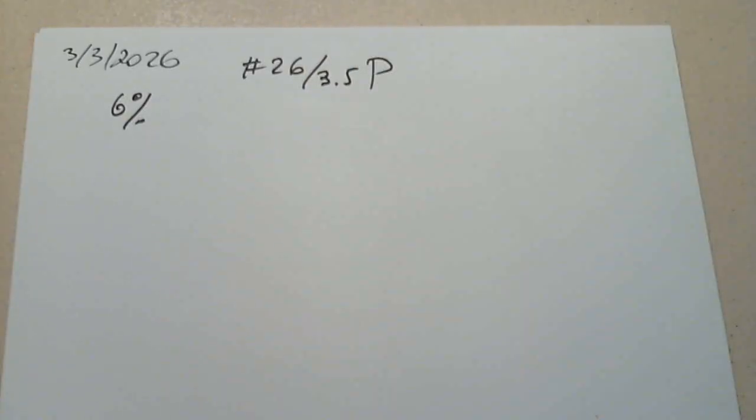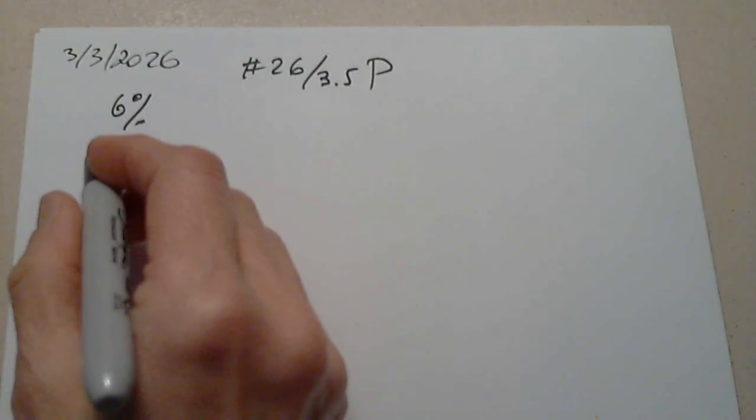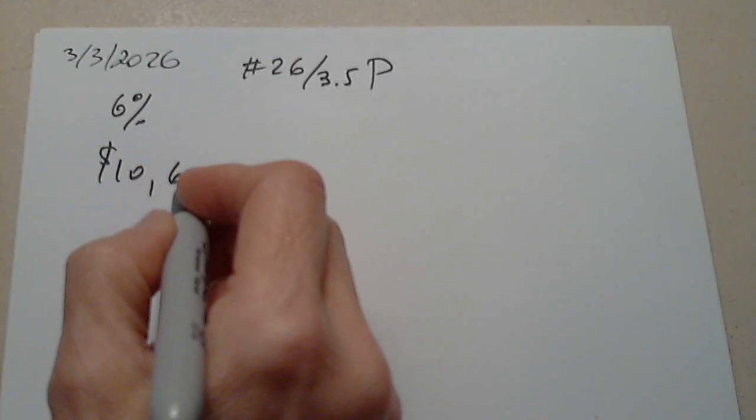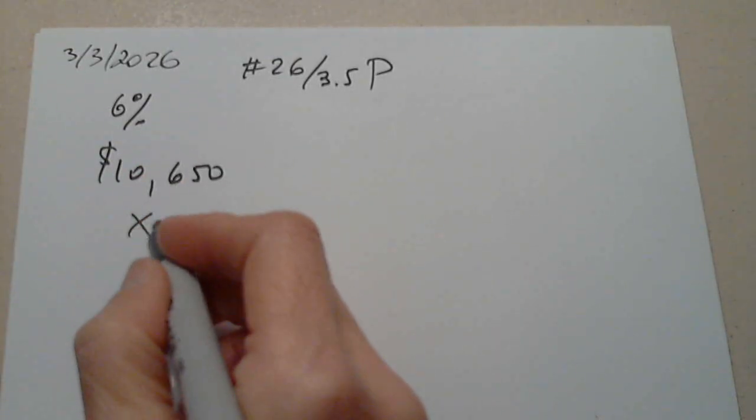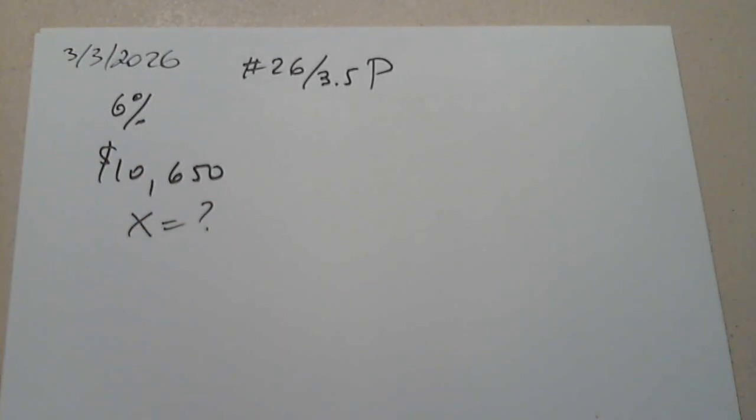It's a 6% commission. So this is problem 26 in 3.5 practice. If you received a commission of $10,650, what was the sales price of the house? Can anyone help here or guide us through this or say anything?